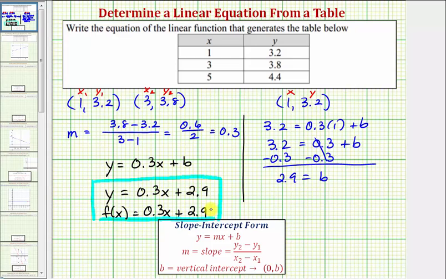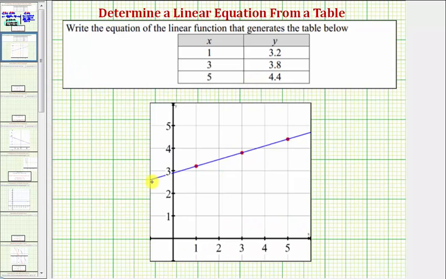And then finally, to check this, what we could do is graph these ordered pairs on the coordinate plane and then graph our linear function. And if our linear equation is correct, these 3 points would be on the line. And I've already done this. This blue line is the graph of our linear function, and the red points are the 3 ordered pairs from the table. And notice how these 3 points are on our line, which verifies the linear equation is correct.